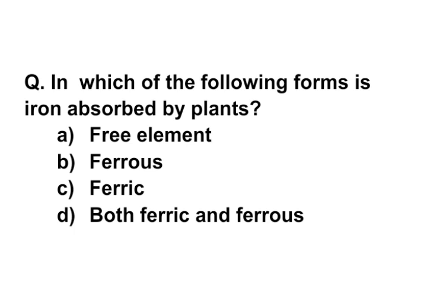First question is, in which of the following forms is iron absorbed by plants? Option A, free element, B, ferrous, C, ferric, and D, both ferric and ferrous. Correct answer is C, ferric.